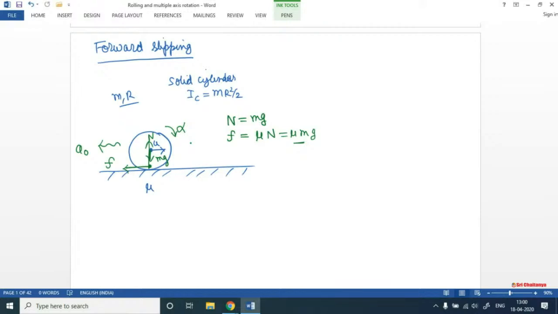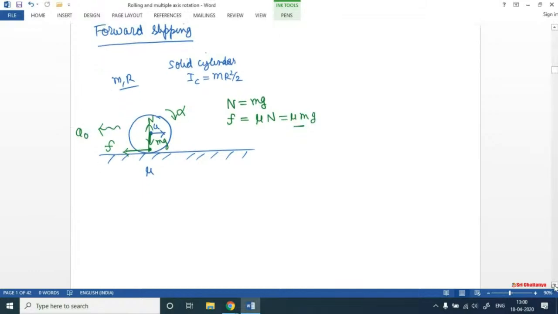Okay, and we are interested in, let's say, how much time it will take for the pure rolling to begin. And finally, when the rolling has begun, there would be no friction acting on this rolling body any longer. So at that instant, it will be moving uniformly. So what would be its final velocity, or final angular velocity, or final kinetic energy, etc.? We are interested in finding out all those things.